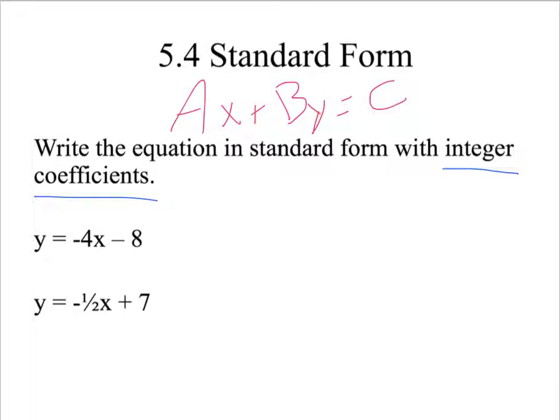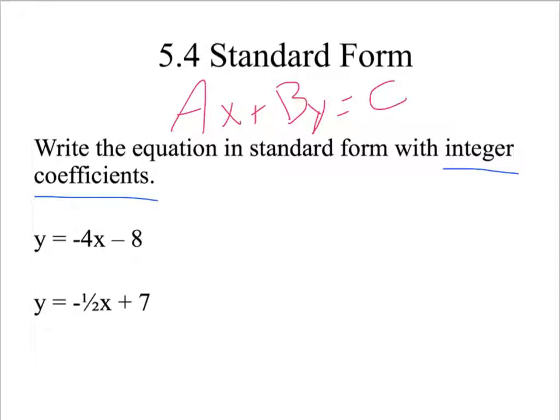Integer coefficients. And the reason why that is important is because we need to know what is an integer coefficient. So when we look at integer coefficients, we are looking for what is an integer. Well, that's going to be a positive or negative whole number. And we are looking for coefficients, which is the number in front of your variable.